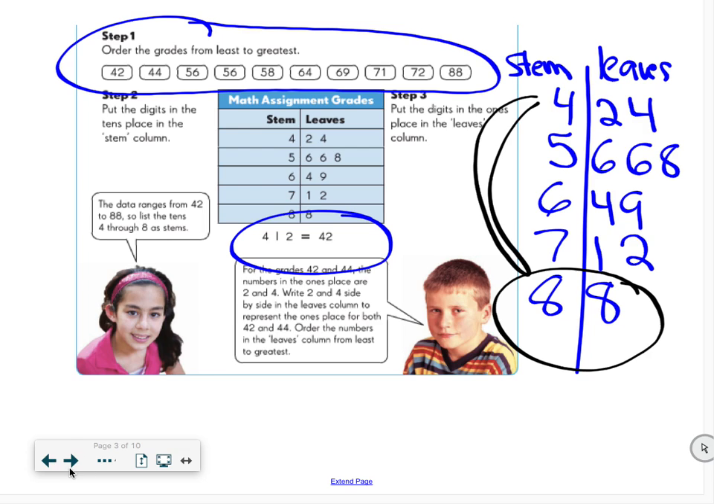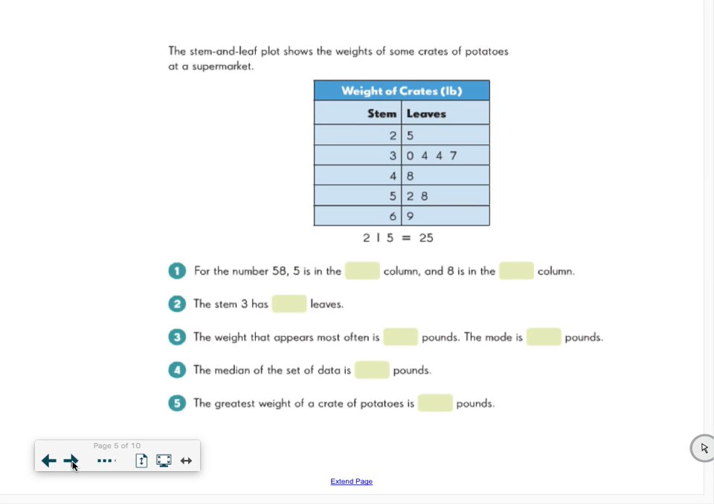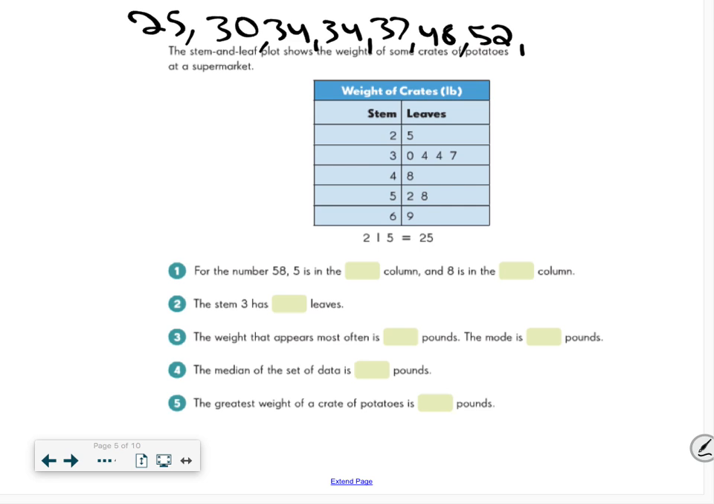All right, so if we have another set of data, stem and leaves, this is the weights of crates. So I'm going to first read the numbers. And what I always do first, just like in a line plot, is I list out the numbers from least to greatest, because looking at a stem and leaf plot, it's kind of confusing. So I write them out. I have 25, 30, 34, 34, 37, 48, 52, 58, and 69. Okay? So now I double check. 1, 2, 3, 4, 5, 6, 7, 8, 9. Okay, got all the numbers.